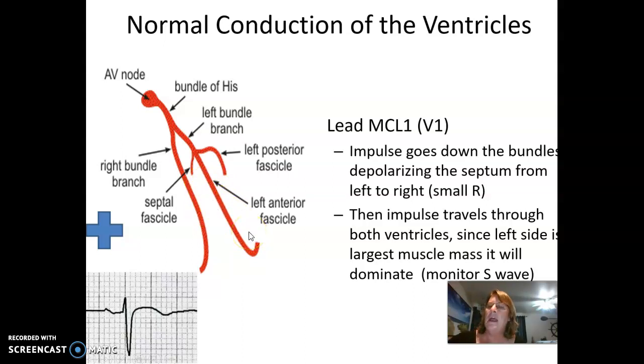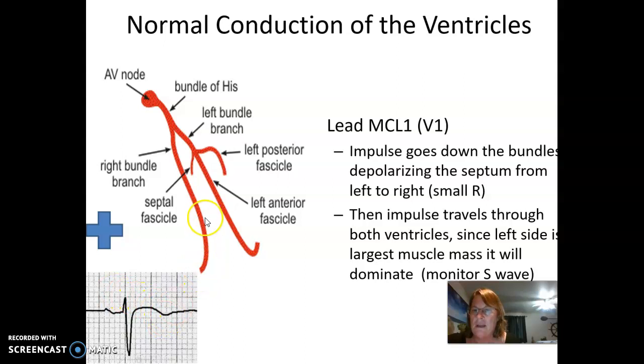Now, your positive electrode, remember in MCL1, your positive electrode is on the 4th intercostal space to the right of the sternal border. So your positive electrode's over here. So depolarization is going to start in the septum, and it's going to go from left to right. So it's coming towards that positive electrode. So you're going to get a small little baby R, okay? Because it's depolarizing from left to right, and it's just the septum at this point.